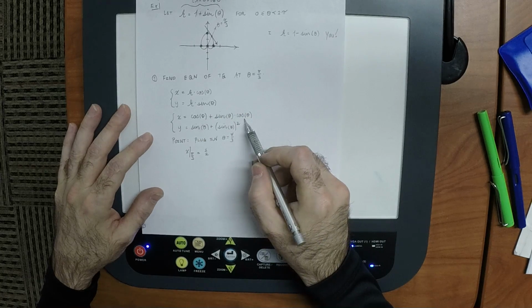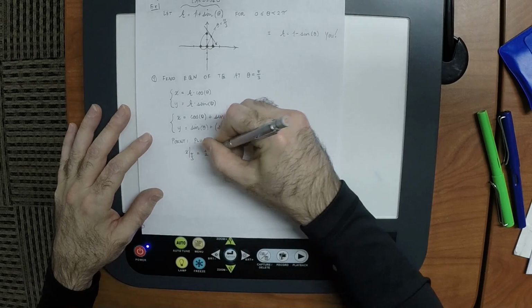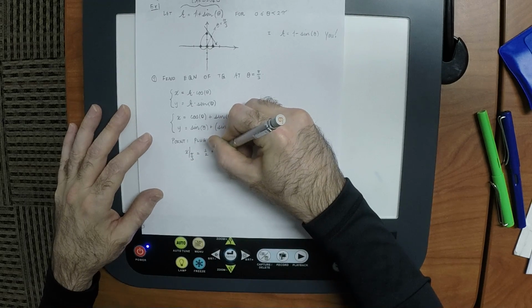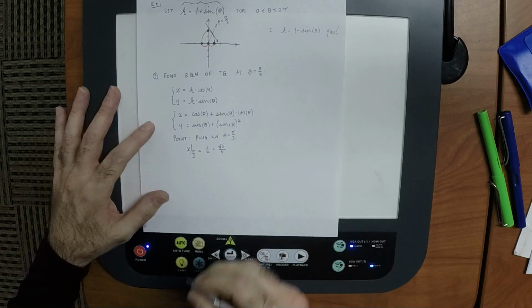And then that's another half. And then sine of pi over 3 is square root 3 over 2, right? So that would be plus square root 3 over 4, because that's square root of 3 over 2 multiplied by 1 over 2. So that's the x coordinate.